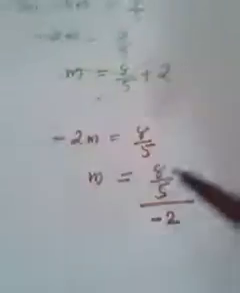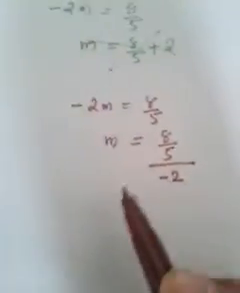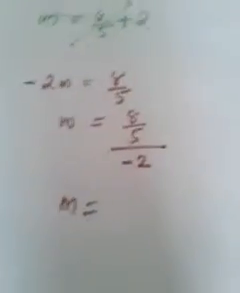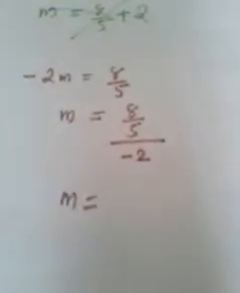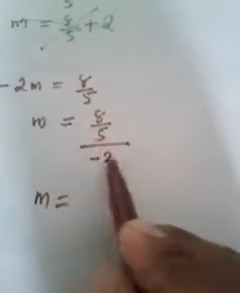-2m is equal to 8/5. So 4 I maintain as it is. Just like that, 8/5 you are supposed to maintain as it is. Then division. See, division, then this number as it is. You may have understood, isn't it? So it becomes m is equal to 8/5 divided by -2.